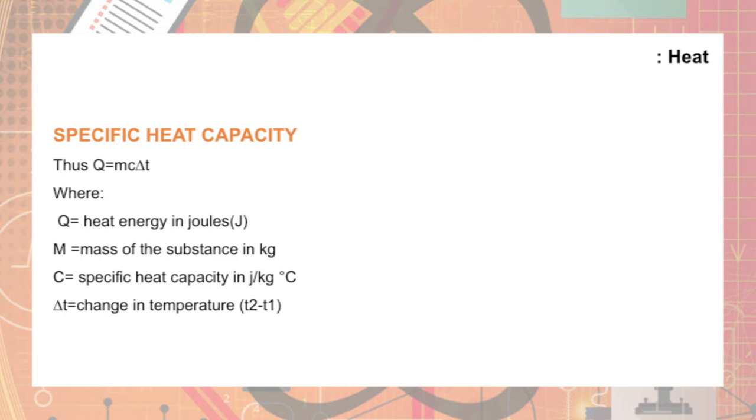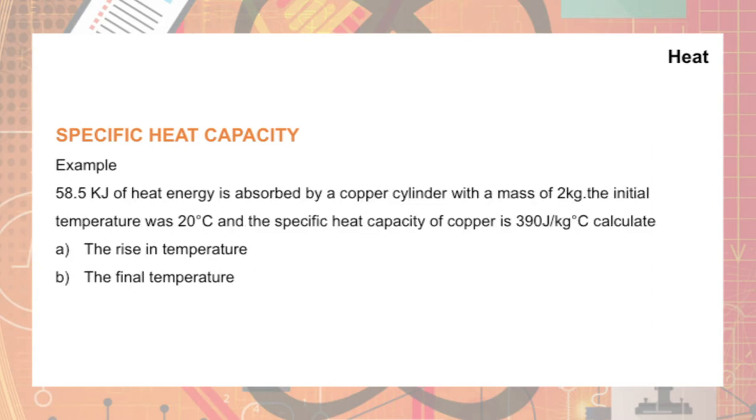Then I want us to look at the following example. Let us look at our PowerPoint slides. They are saying, 58.5 kilojoules of energy is absorbed by a copper cylinder with a mass of 2 kg. The initial temperature was 20 degrees Celsius and the specific heat capacity of copper is 390 joules per kg degrees Celsius. You are requested to calculate the rise in temperature.